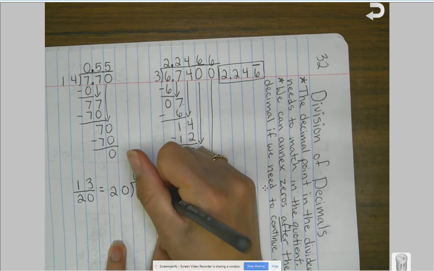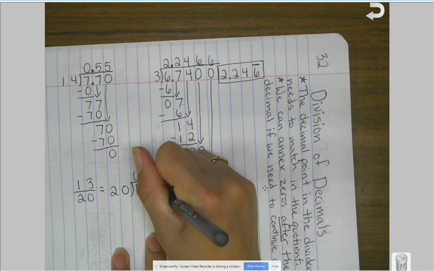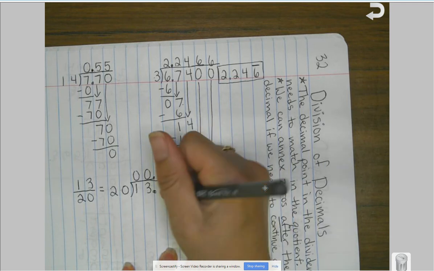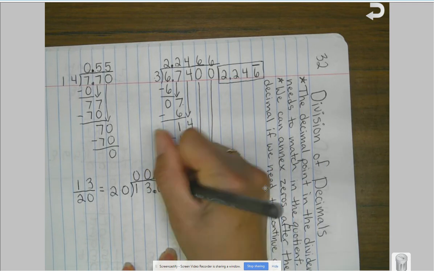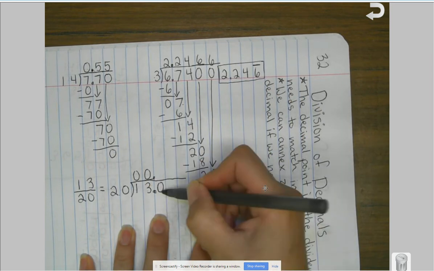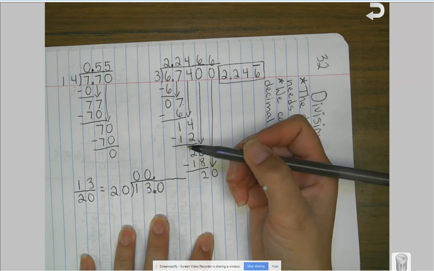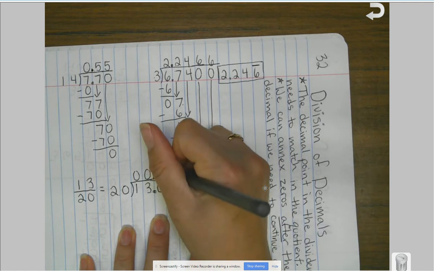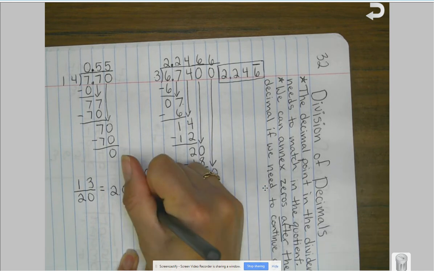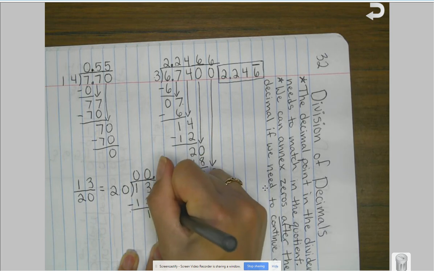Now, where's the decimal on the 13? It's right there at the end. So we're going to annex a 0. 13.0 is the same as 13. Now 20 will go into 130 how many times? Well, let's think of our 2 times tables: 2, 4, 6, 8, 10, 12 will be the closest. So I'm going to put a 6 here. 6 times 20 is 120, and that leaves us with 10.